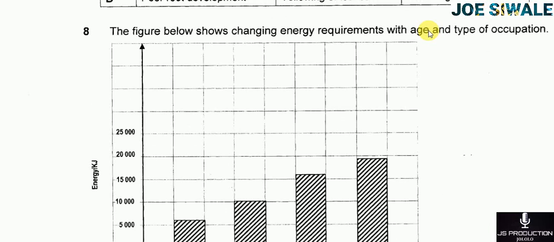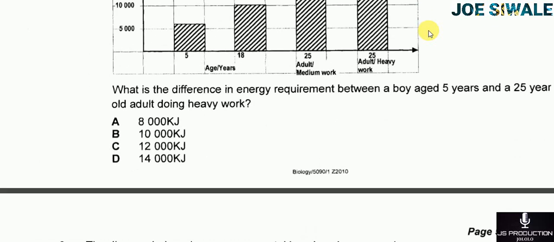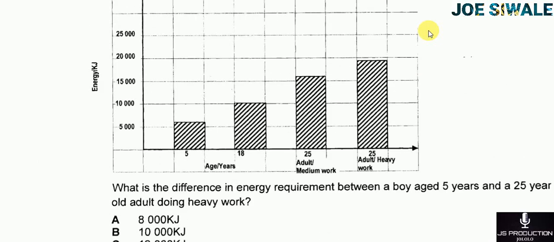Question 8 reads, the figure below shows changing energy requirements with age and type of occupation. So as you can see, I have my graph. Then the question proceeds. What is the difference in energy requirements between a boy aged 5 years and a 25-year-old adult doing heavy work? So the boy aged 5 years is using about 6,000 kilojoules.